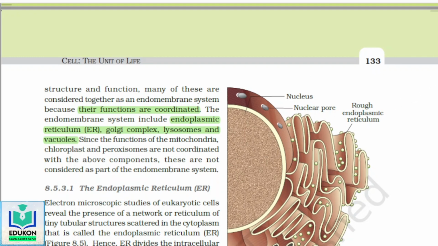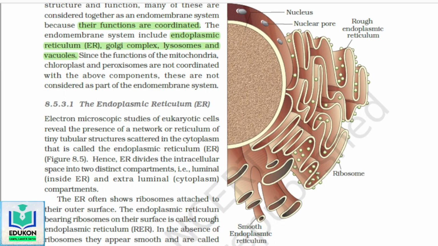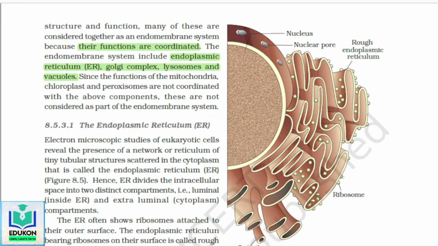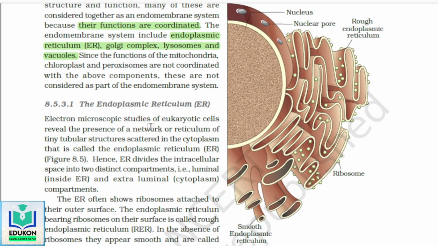Coming to the endoplasmic reticulum, you can see the image on the right side. Electron microscopic studies of eukaryotic cells reveal the presence of a network or reticulum of tiny tubular structures scattered in the cytoplasm. This is also important: a network or reticulum of tiny tubular structures, which is called the endoplasmic reticulum.